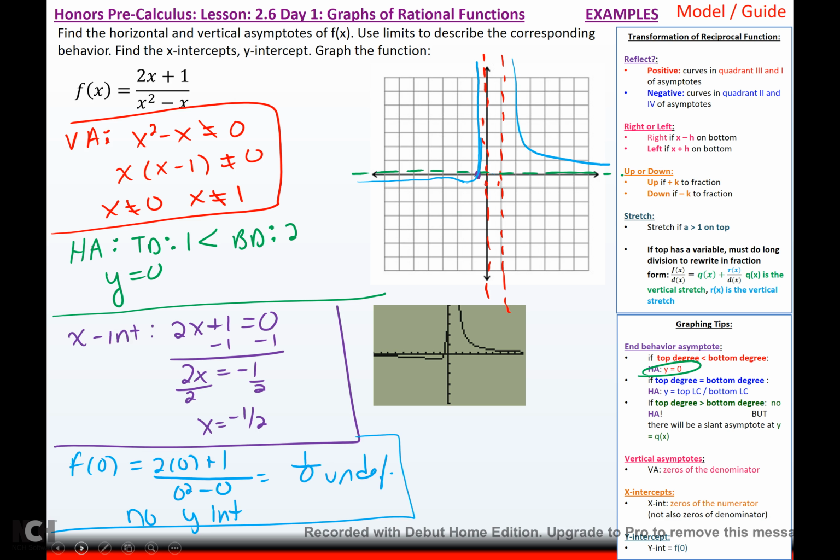Oh, limits. So the limit as x approaches infinity, if I trace this going right towards infinity, it's getting closer and closer to the green line. So the function is approaching 0. And as I go to the left, the limit as x approaches negative infinity, if I trace this to the left, it goes through it, but then it comes back up and it's getting closer and closer to the green line again. So the function is approaching 0.